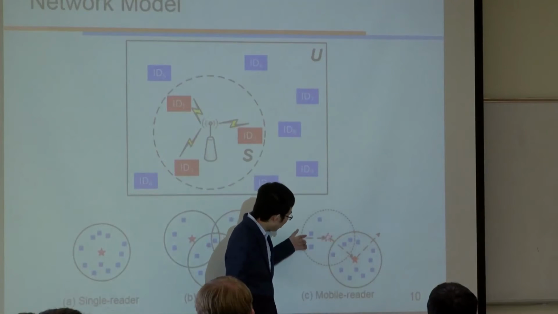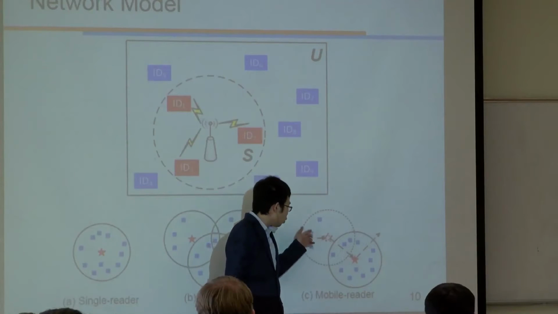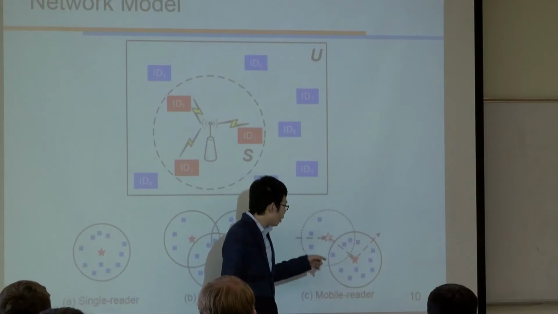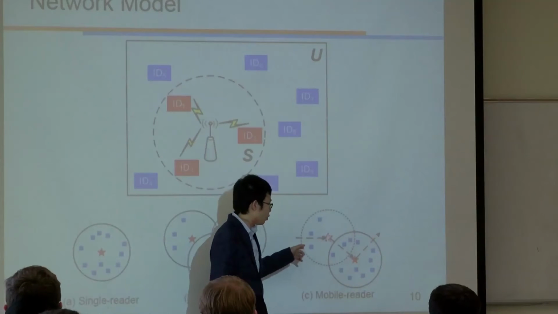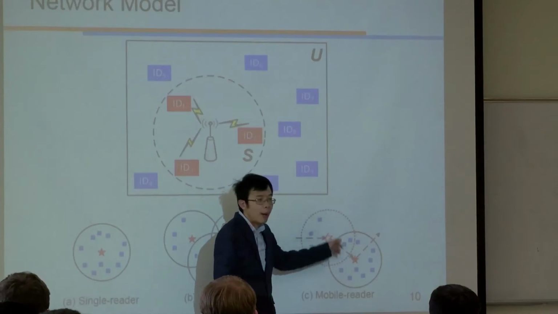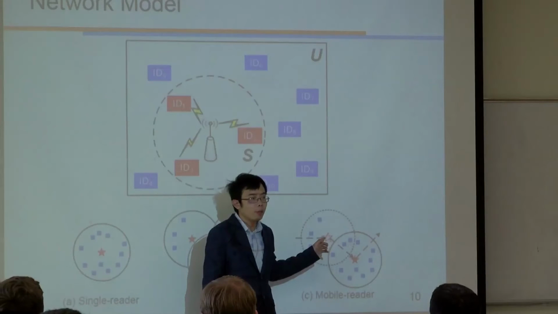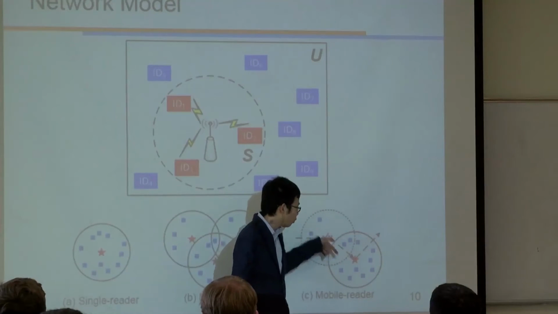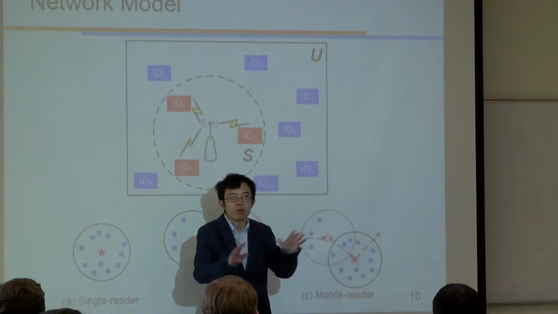When the worker reaches a certain location, the worker will stay here and use the reader to communicate with the nearby tags, collect the information from them, and then move to the next spot and repeat until the reader collects information from all the tags.